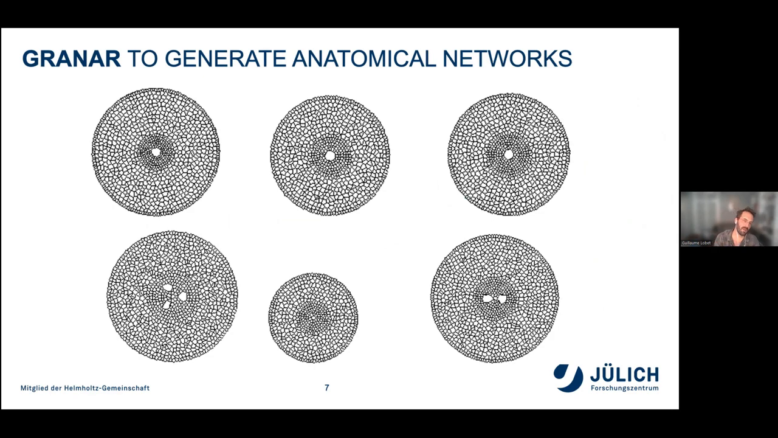So the first one, and now I will go from organ to large-scale models. The first model is Granard. Granard is a model that can generate anatomical networks. What you actually see here, and I'm sorry, the picture is not that great, is the anatomical structure of roots of, in this case, maize.